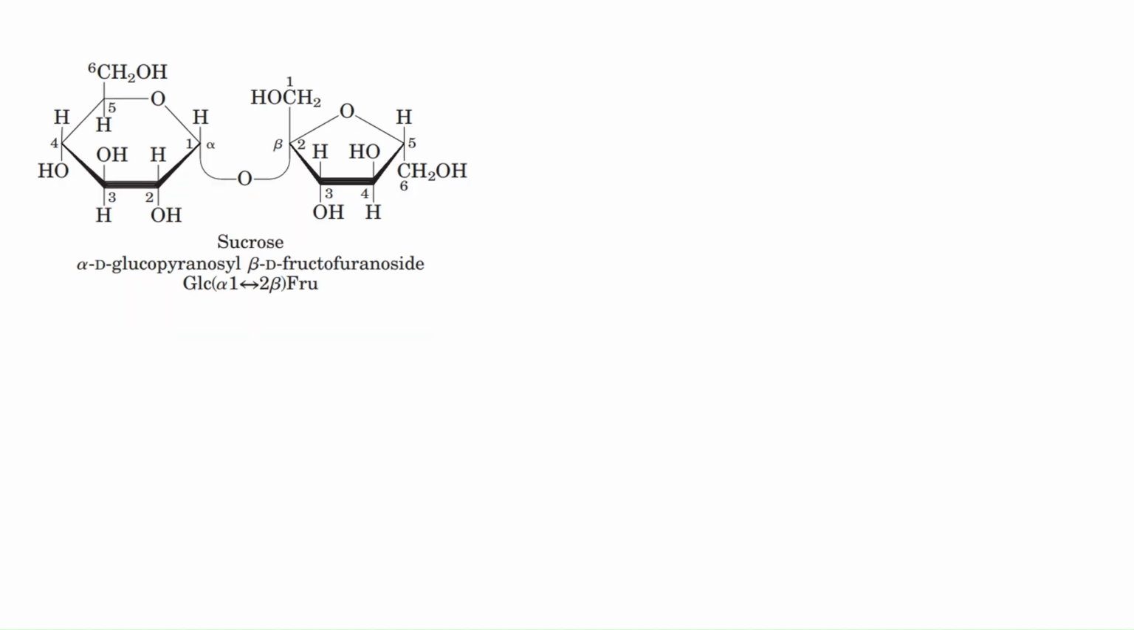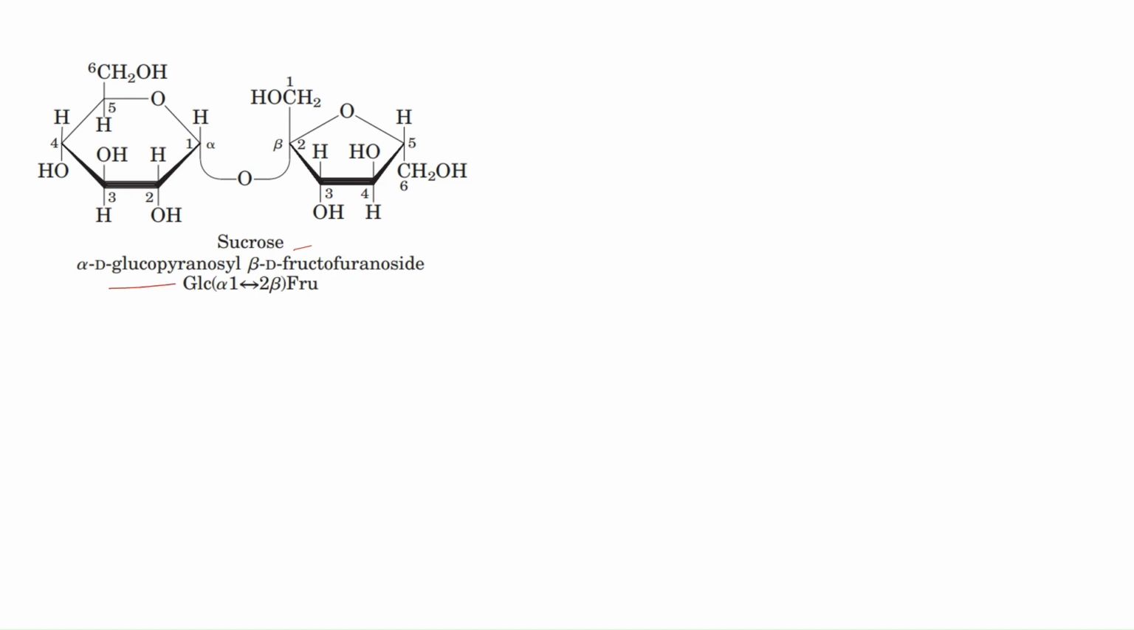Next is sucrose. Where do we find sucrose? It is a principal component of photosynthesis. In photosynthesis, plants produce glucose. We write C6H12O6, but that glucose is then converted into sucrose and it is transported in plants also in the form of sucrose only. So it is the principal component of photosynthesis.